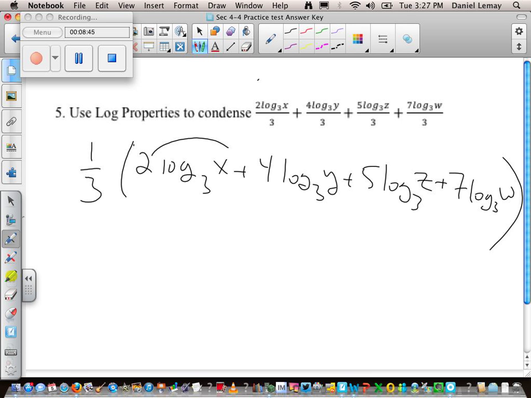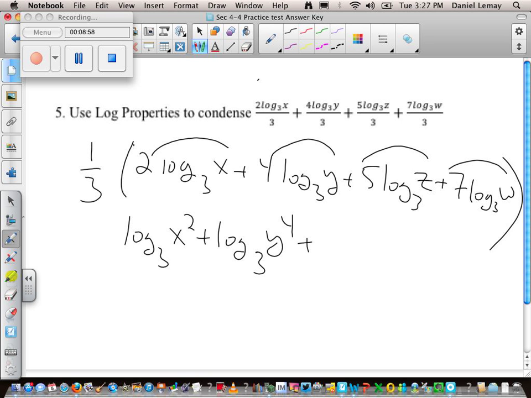Well, I've got exponents here, right? I can bring those up. So I'll do that step for you. Log base 3 of x squared plus log base 3 of y to the 4th plus log base 3 of z to the 5th plus log base 3 of w to the 7th.